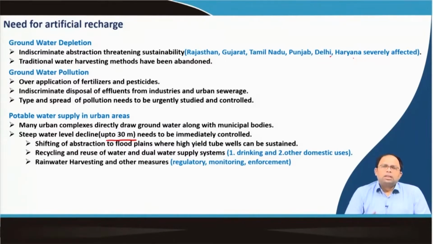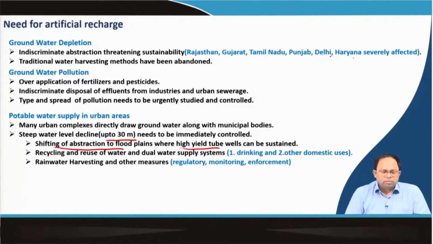And so, what are the solutions to that? One solution could be, instead of taking the groundwater out from those urban areas where the water table has already gone down, if we can take the water from floodplains where there is adequate water, and put in high yield tube wells, those could be sustained in those areas. So, if we can shift the abstraction points, then we will not create this kind of problem.